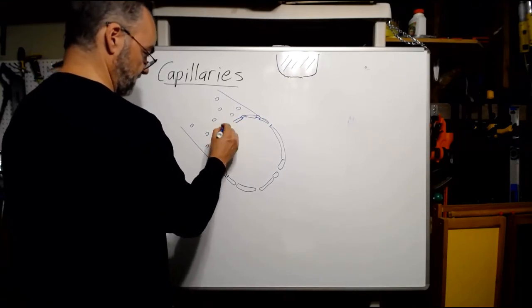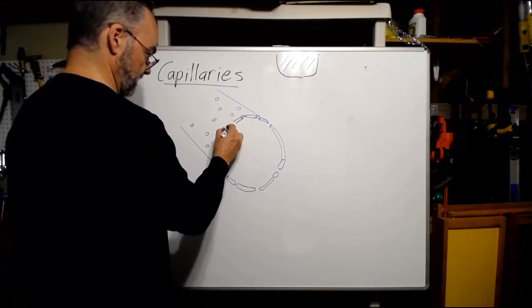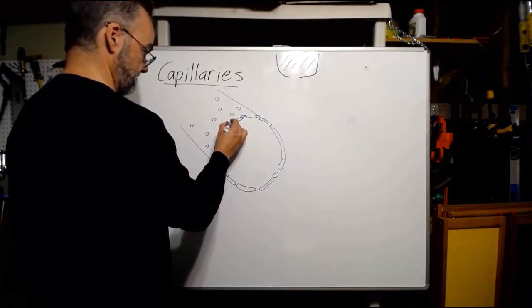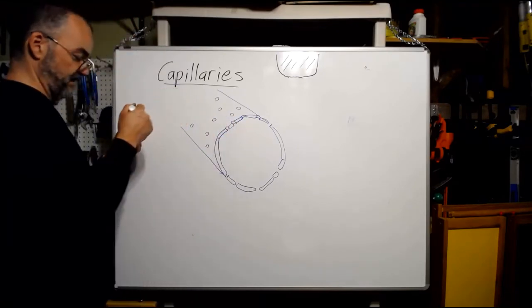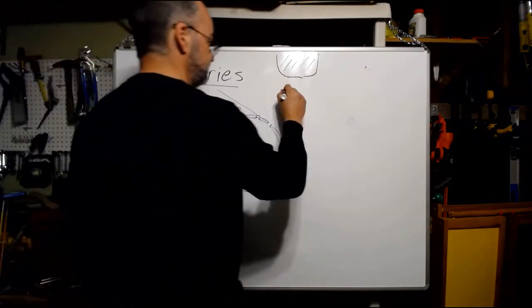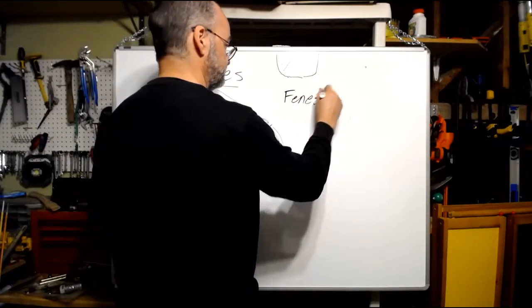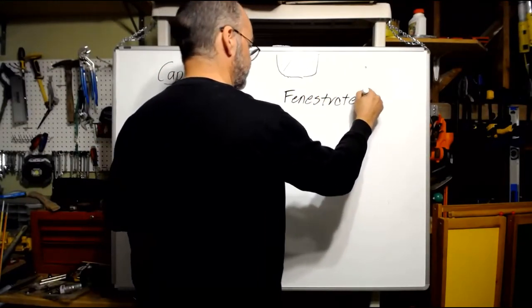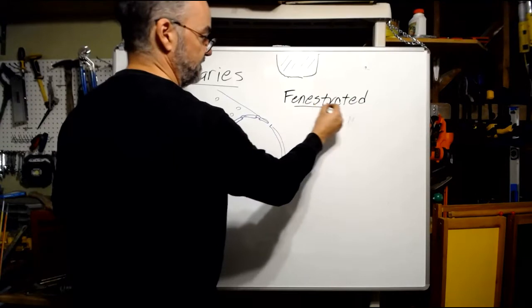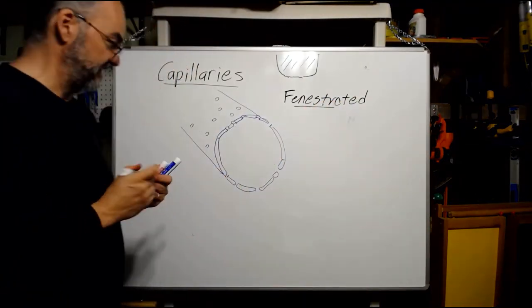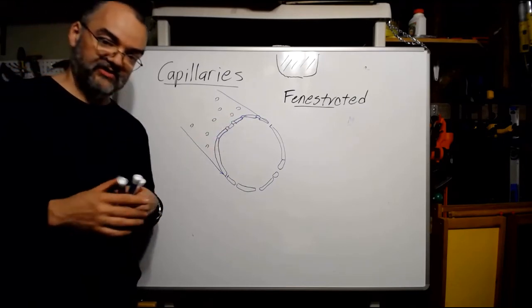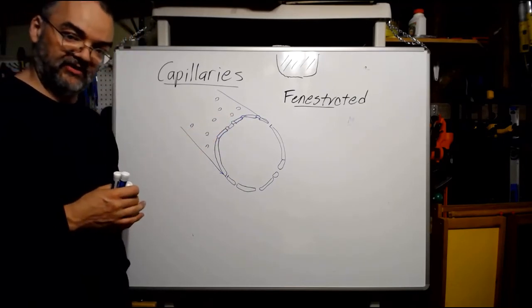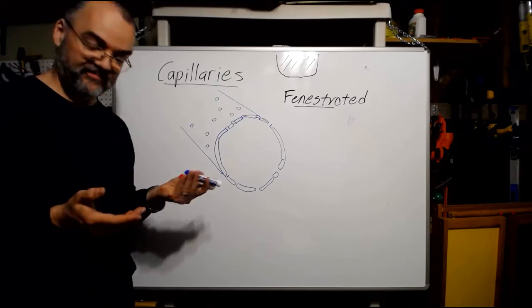So what I'm trying and largely failing to draw here is the idea of what we call a fenestrated capillary. Fenestra means window. I think it's Latin. A fenestrated capillary has little pores, little holes in the endothelial cells, almost like a colander.